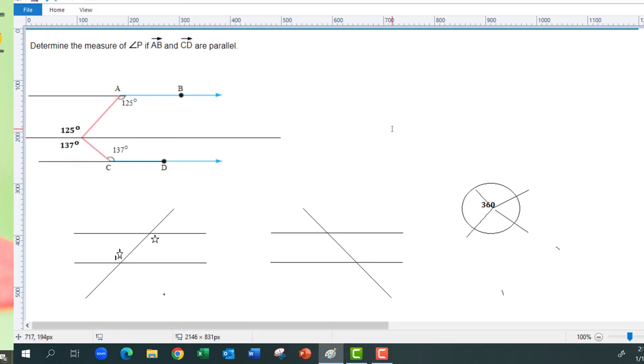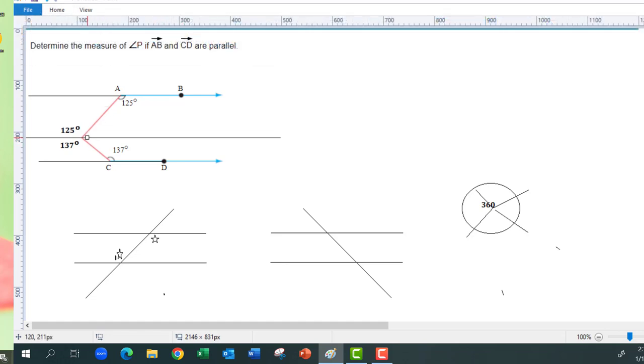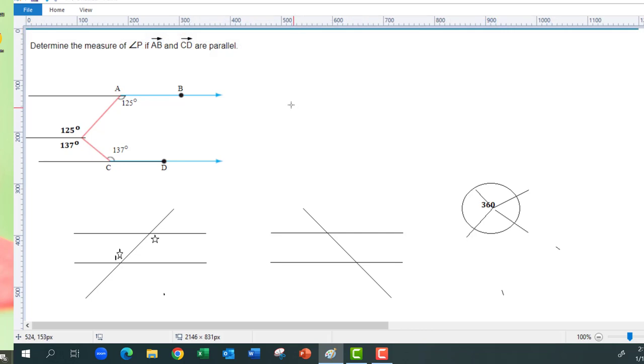Okay, so now comes the part where we need to find angle P. So I'm going to erase that line that I added. Get rid of this line. Don't need this line anymore. It's helped me to see those alternate interior angles. And what I'm going to do now is I'm going to draw a circle with that vertex P at the center, right? This is a circle right here.